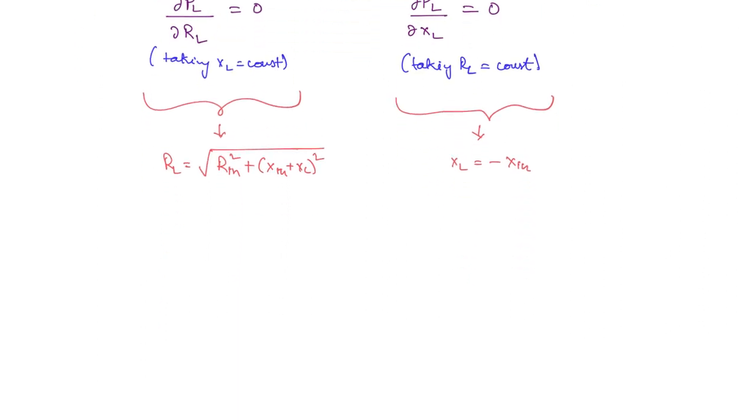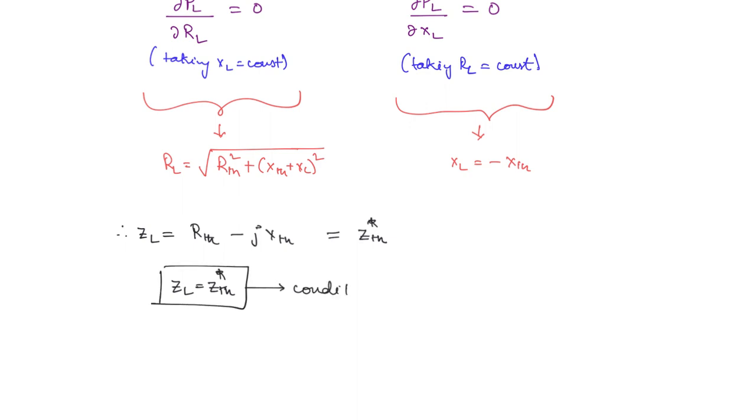So therefore, if you substitute XL is equal to minus XTH here, this will become 0. So RL will be equal to RTH. So the final impedance you're going to get is ZL is equal to RTH minus jXTH. Okay. So this is nothing but the conjugate of the Thevenin's impedance. So this is the condition for maximum average power transfer.